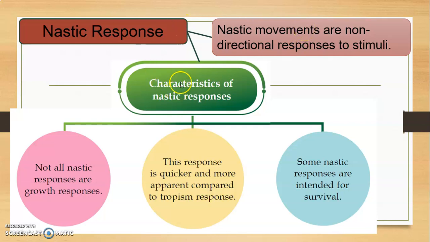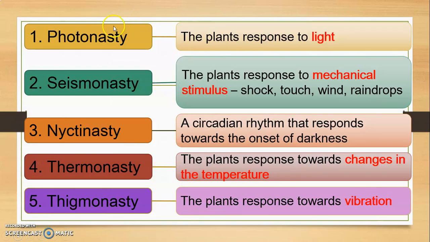Next we go to the characteristics of the Nastic response. Not all Nastic responses are growth responses. And this response is quicker and more apparent compared to the tropism response. Some Nastic movement responses are intended for survival. So there are 5 types of the Nastic movement here.